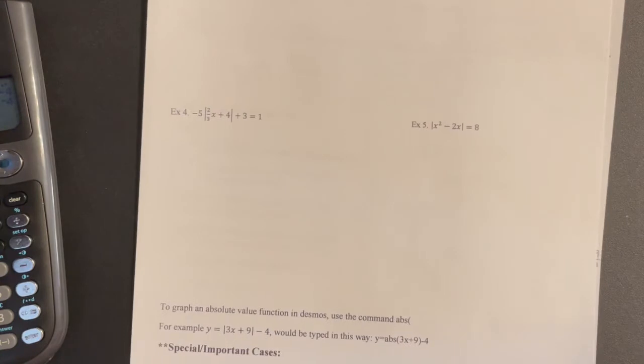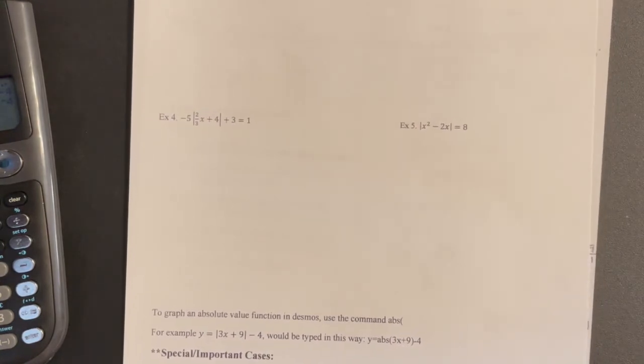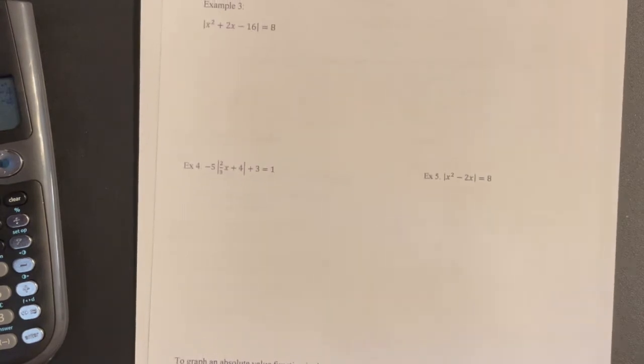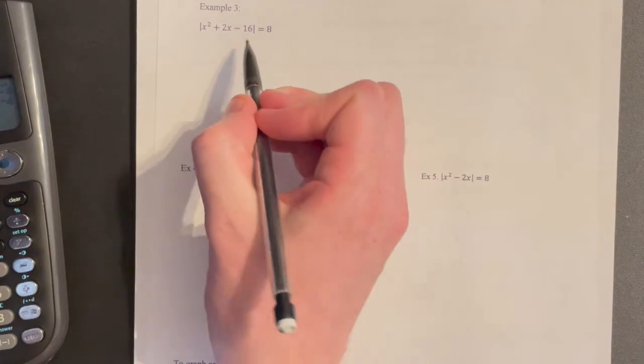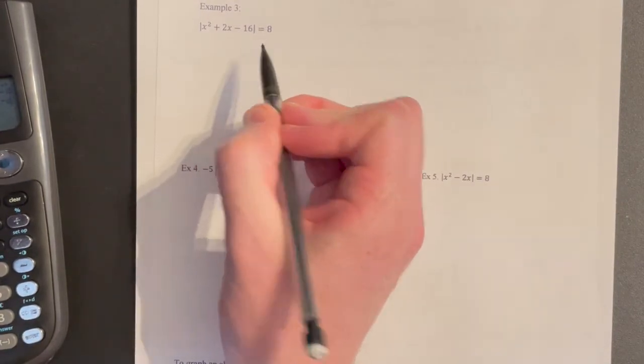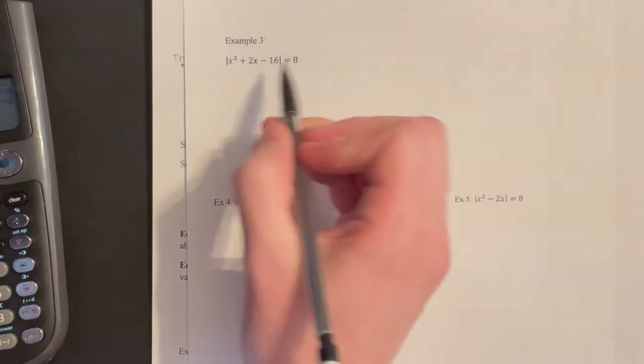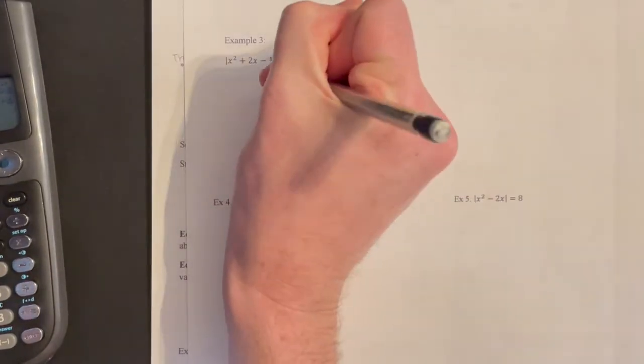Okay, so on the back we've got a new example of a quadratic, and these are a little bit harder. You got to be more careful with them. But so we're going to set them up the same way. We try to isolate the absolute value. It's already by itself. So we're going to set up our two equations.